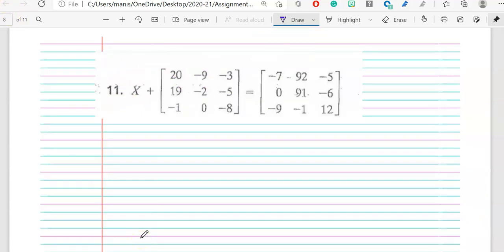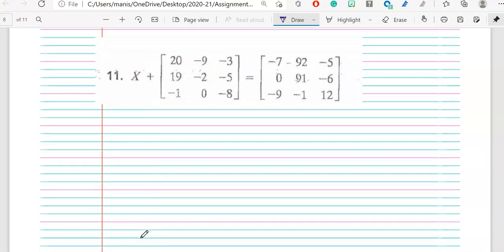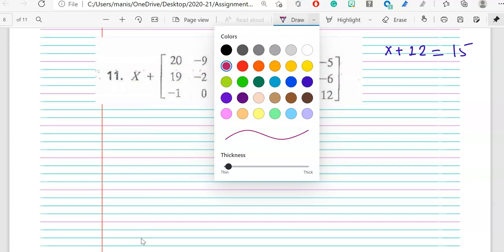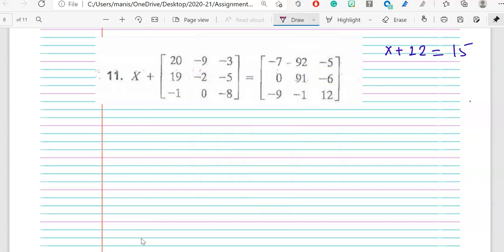Now let's look at one more example over here. This says x plus, we have a matrix of 3 by 3, equal sign, one more matrix. Again I will take the same approach. If I'm having x plus 12 is equal to 15, how will you solve this equation? Yes, you know this thing, you subtract 12 from both the sides.